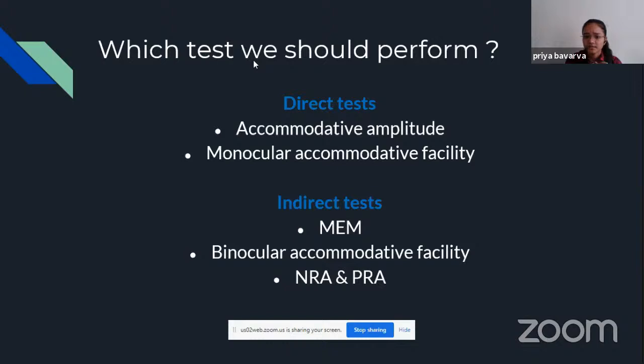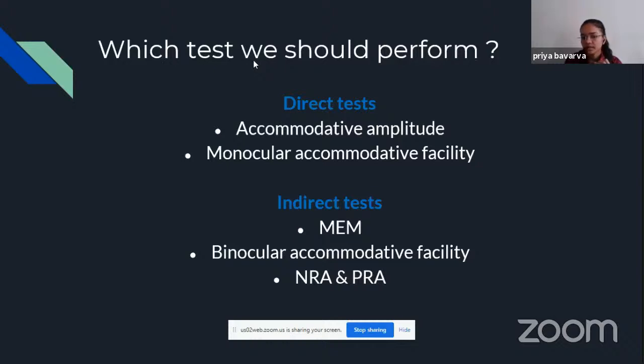The other test is the indirect test. Why is MEM an indirect test? Because in this test we ask the patient to look binocularly. That's why the patient's version is also present at that time, and we indirectly measure the accommodation. That's why MEM is the indirect test.